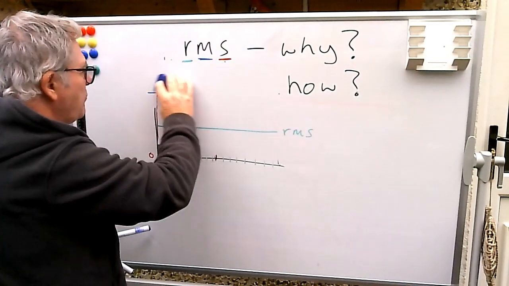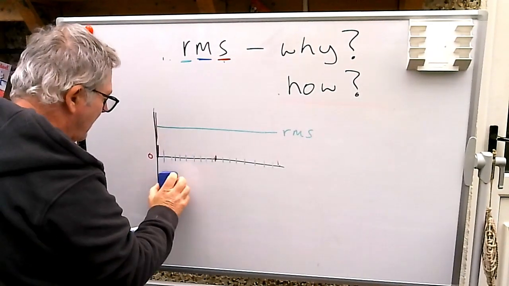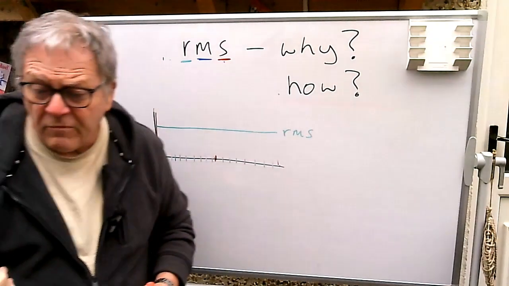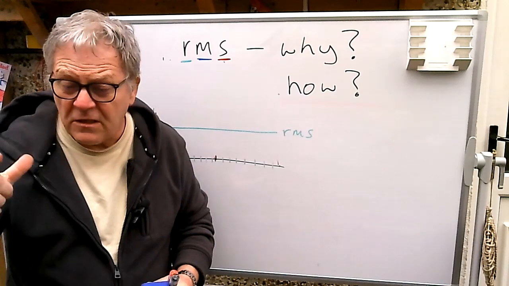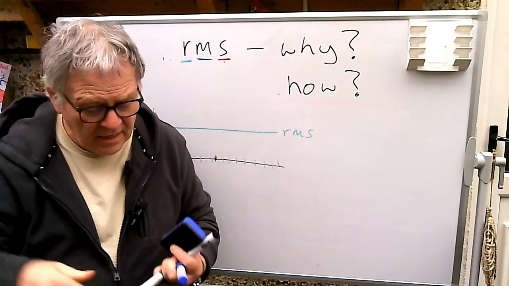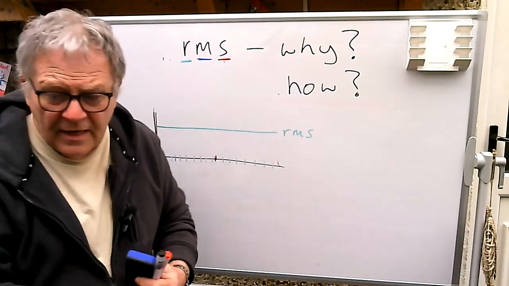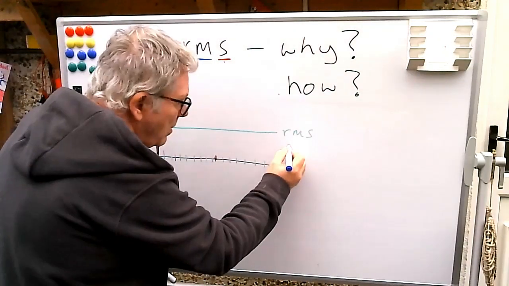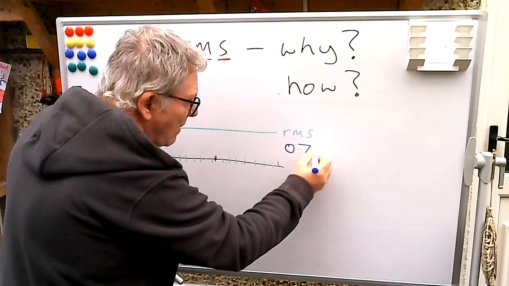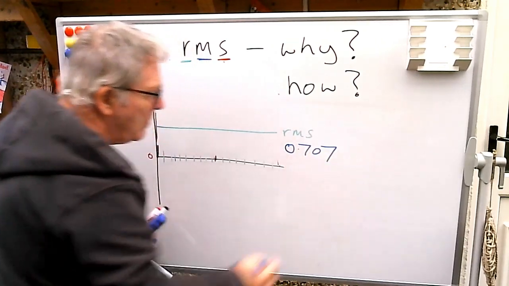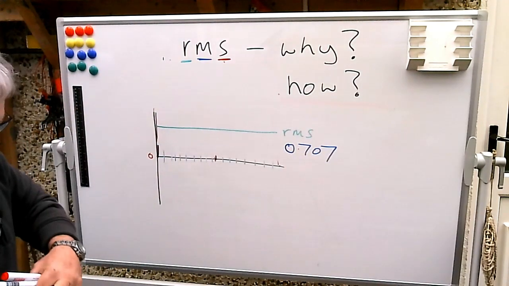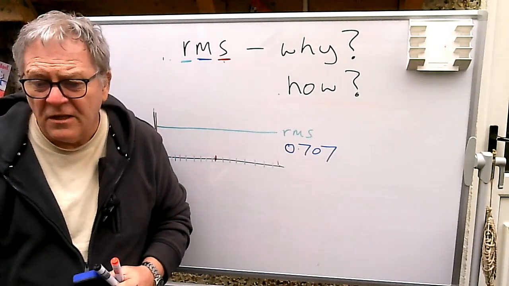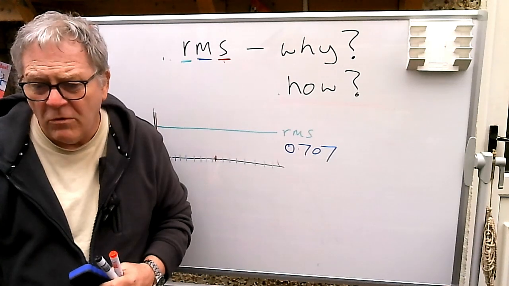Now, do you need to know this really? No, you don't. It's just handy for the maths. If you're doing level 3 in England, phase 2, 4, 6 in Ireland, then it's handy to know the number. The magic number is 0.707. And that's that. So that's the RMS, that's the why, and that's the how.